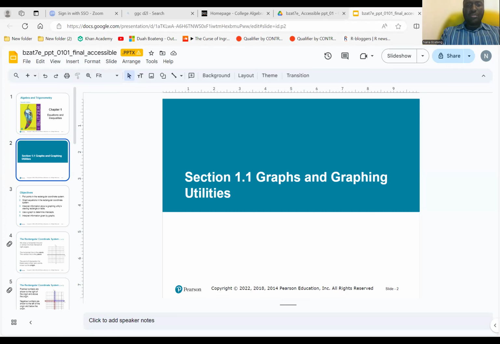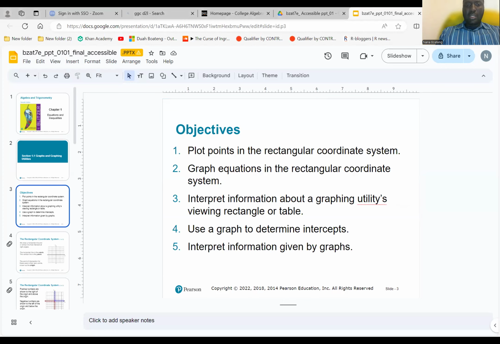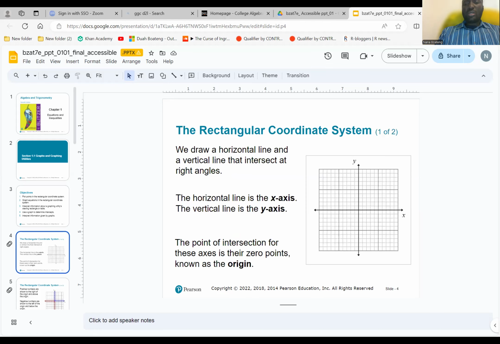So the objectives are, by the end of this lesson, we should be able to plot some points on a coordinate system. We should be able to graph equations in a rectangular coordinate system. We should be able to interpret the graphing utility's viewing rectangle. We should also be able to use a graph to determine the intercepts and interpret information given on graphs.